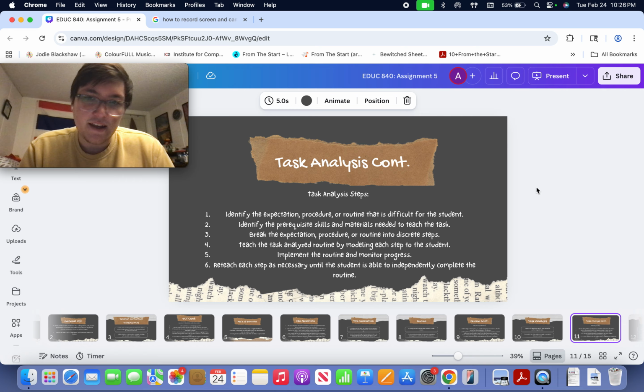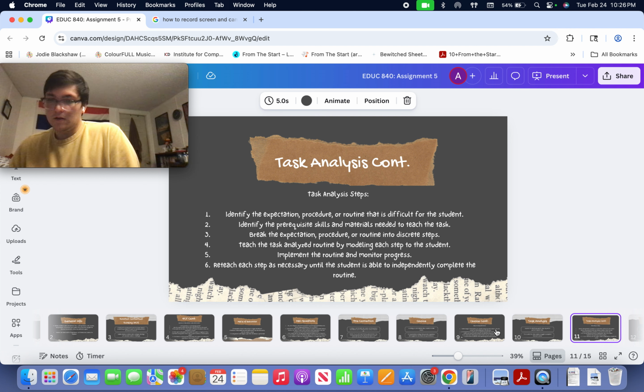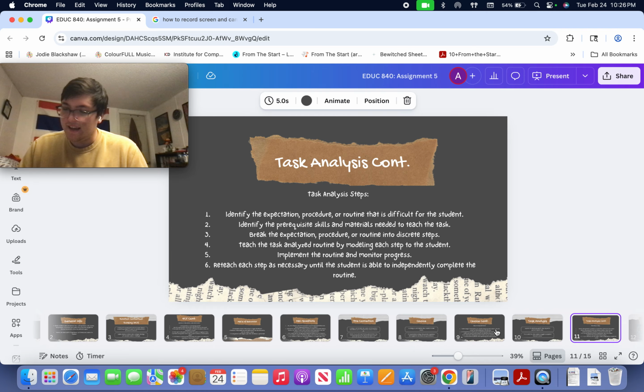Three, break the expectation, procedure, or routine into discrete steps. Four, teach the task analyzed routine by modeling each step to the student. Five, implement the routine and monitor progress. Six, reteach each step as necessary until the student is able to independently complete the routine. So over time, both the teacher and the student can utilize this task analyzed routine or procedure as a tool to monitor students' progress towards independence.